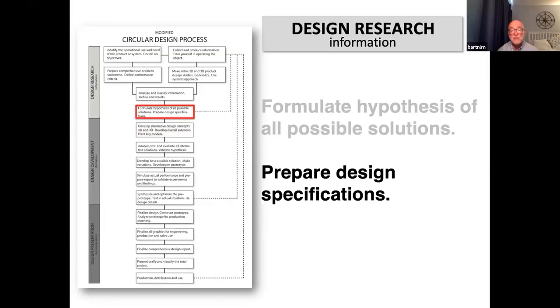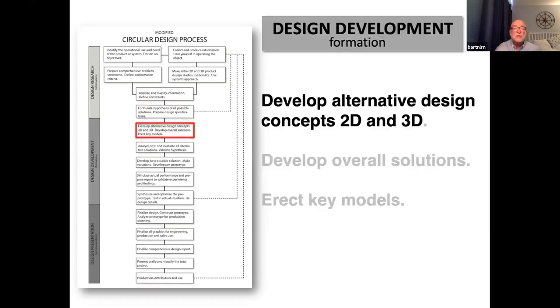Now, I mentioned there are many, many tools that are used in design research. I don't have time today to go into all these tools that you can use in these steps in research and development, and even in communication. But this is just a general fishbone, step-by-step process that we're going through. So now from research, we go into development, or what we call formation. And again, now we're developing concepts that are 2D and 3D.